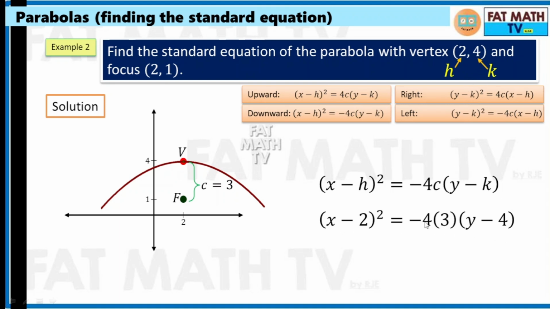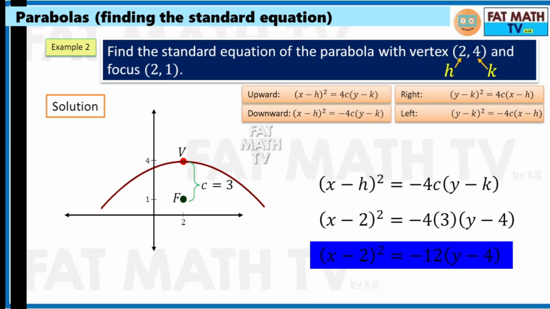then simplify. We will just multiply here the 4 and the 3. So we will just copy x minus 2 squared equals negative 4 times 3 is negative 12 times y minus 4. And that is now the standard equation of the parabola with vertex 2, 4 and focus 2, 1.